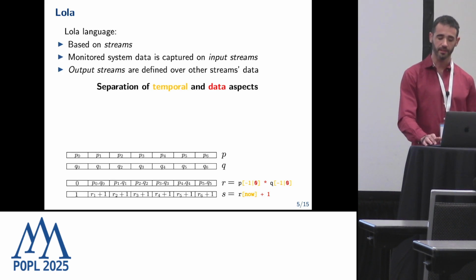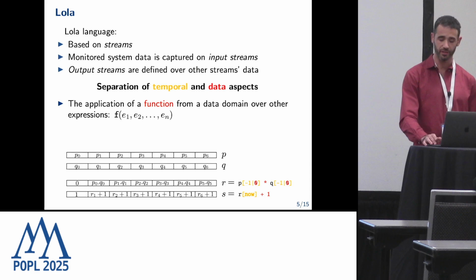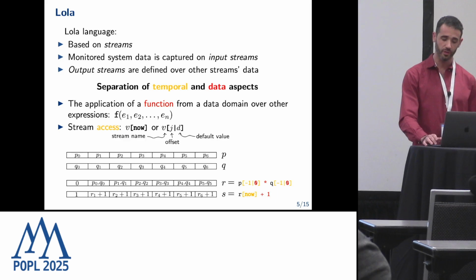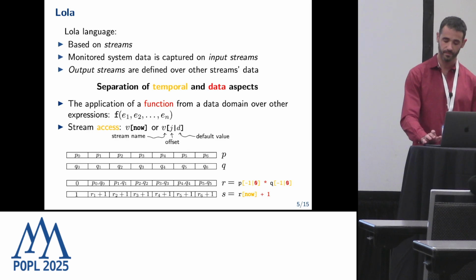The defining expression of an output stream in LOLA is either the application of a function to other expressions, or a ground value, or the value of a stream at the current time, or the value of a stream shifted by an offset. And if you do that, you have to specify a default value to use when the offset falls off the trace.